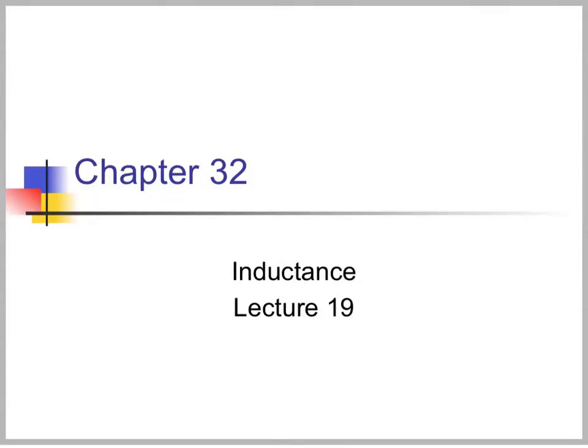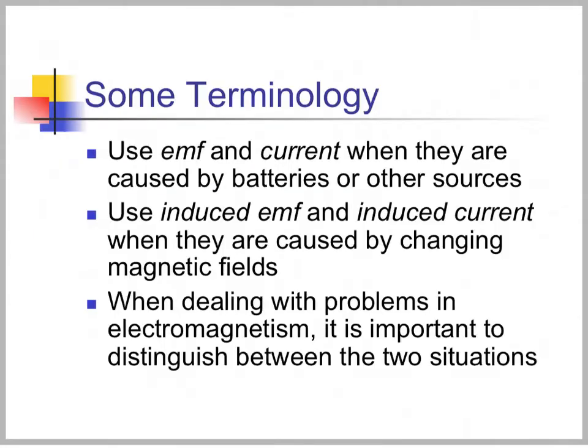This is Physics 2120, Lecture 19, and today we're going to talk about inductance. So before we begin, we need to discuss some terminology. We're going to use EMF and current when they are caused by batteries or other power sources. We're going to use induced EMF and induced current when they're caused by changing magnetic fields. And when dealing with problems in electromagnetism, it's very important to distinguish between those two different situations.